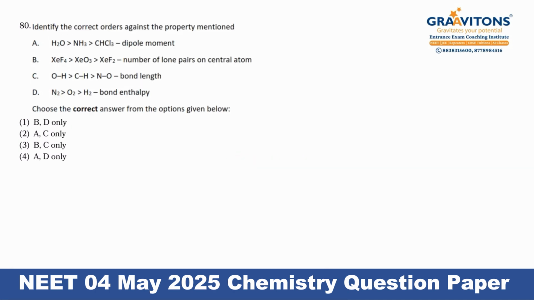Question number 80, identify the correct orders against the property mentioned. We know that because of strong hydrogen bonding, the dipole moment of H2O is much higher than ammonia. So option 1 is right. When you go for the second one, you can find the lone pairs present in xenon tetrafluoride, xenon trioxide and xenon difluoride. Here we have 2 lone pairs of electrons, here we have 1 lone pair, and here we have 3 lone pairs. So they arranged the order by lone pairs present. Actually XeF2 should be greater than XeF4, then the least will be XeO3. So this order is wrong.